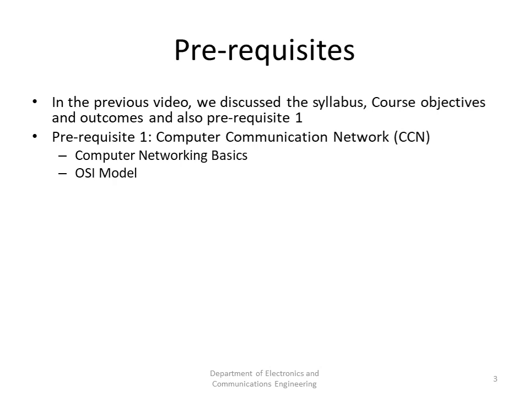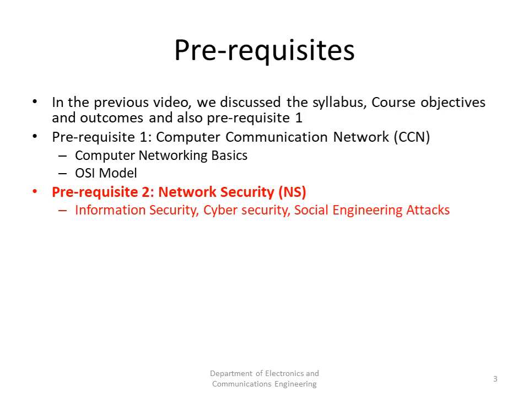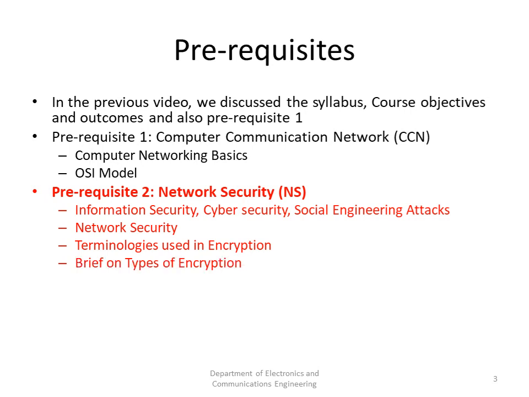In prerequisite 1, computer communication network was discussed, the basics in computer networking, and we also saw in detail the OSI model. In this lecture, the prerequisite 2, that is based on network security, will be discussed, wherein we will be looking into what is information security, cyber security, and social engineering attacks. We also deal with network security and also the terminologies used in encryption. We'll also look into what are the types of encryption. What is SSL? What is history? And the summary of SSL.